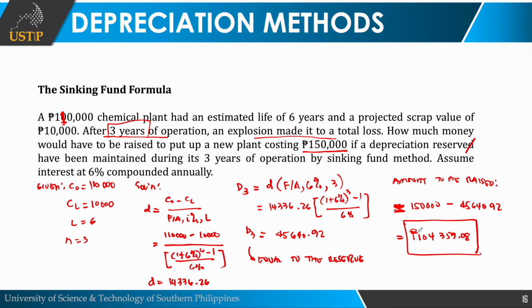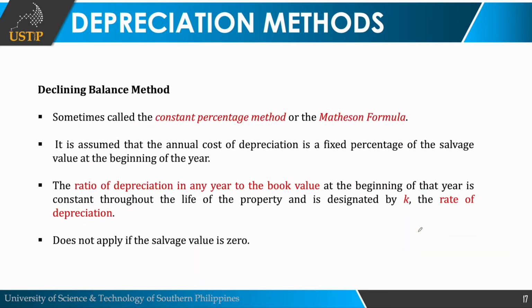Okay, next, we'll go to the declining balance method. So, this is sometimes called the constant percentage method or the Matheson formula. It is assumed that the annual cost of depreciation is a fixed percentage of the salvage value at the beginning of the year. Okay, this one is different because it is a fixed percentage. It is called the rate of depreciation, denoted by K. So, it does not apply if the salvage value is 0. You will see later why it cannot.